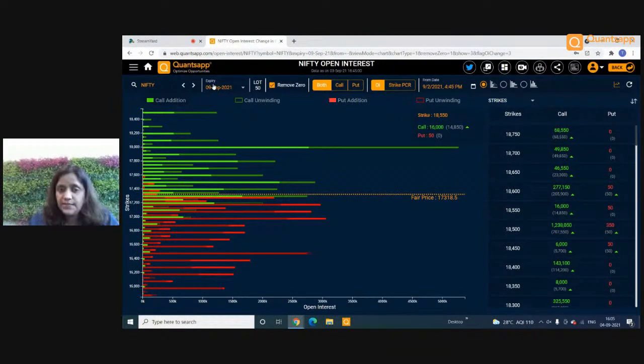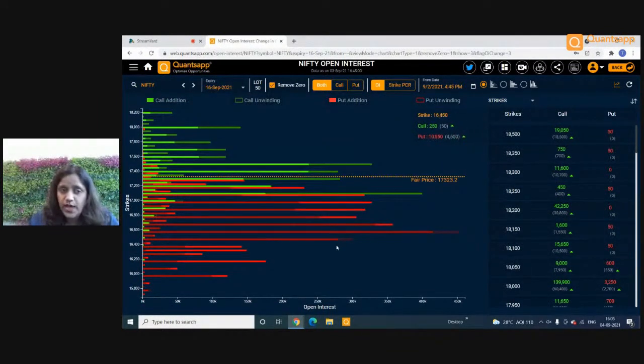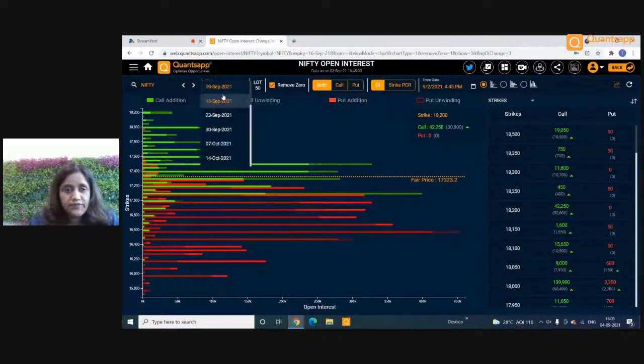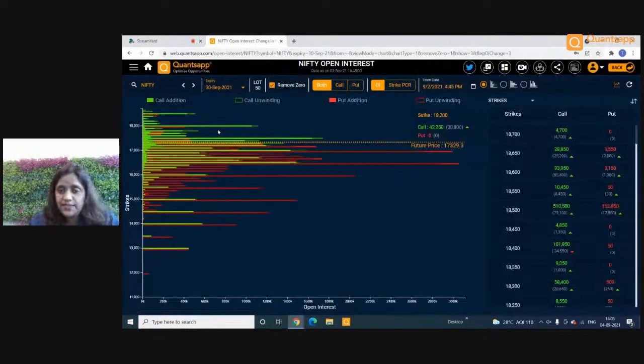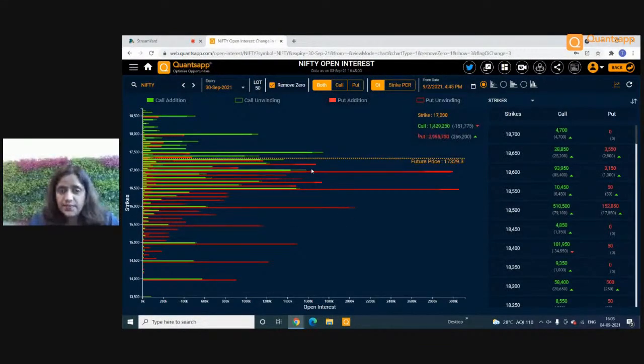If you look at the 16th September expiry, you have a lot of put accumulation at the lower end. On the upper hand, you have immediate resistance only at 17,500. Beyond that, the room is open up. Now, if I look at the 30th September expiry, so this is the 30th September expiry.